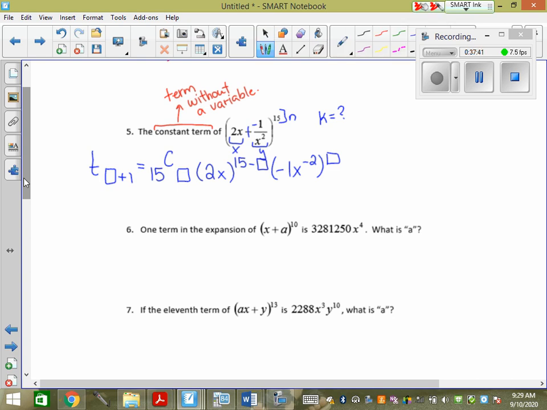Now, I need the variable to go away, right? So this is a positive variable on x. This is a negative variable on x. If I make them the exact same, they cancel each other off, don't they? Because when you have bases that are the same, you add exponents. So this is grade 10 again.